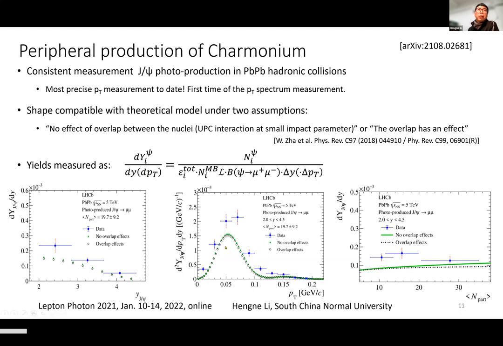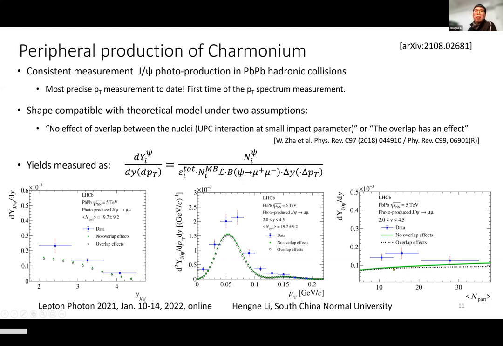All right, so it's compared with two theory models with two assumptions. One is no effect of overlapping between the nuclei, and the other is where the overlap has an effect, right? So here are the references and the results shown in the bottom left plots. This is the yield as a function of the rapidity of the J/psi, in the middle is the yield as a function of the pT of the J/psi, and the right side shows the yield as a function of the number of participants.